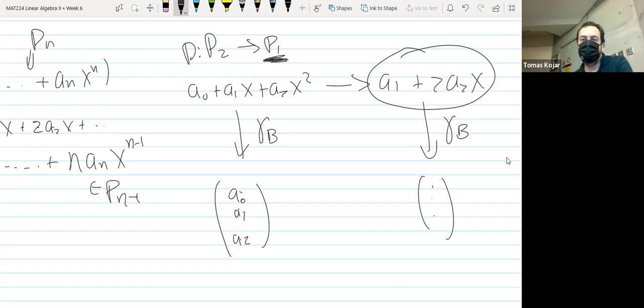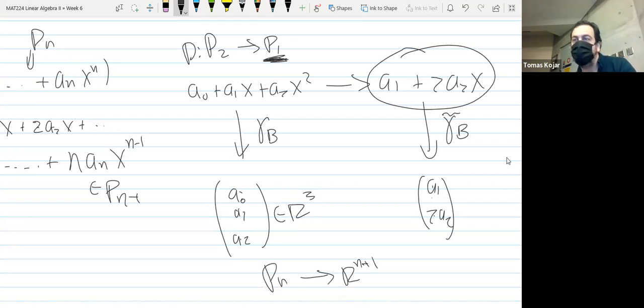I should have maybe written it in a different way if that confuses you, like maybe gamma tilde. So this is just a1, a2. Maybe I should write gamma tilde because P2 has the coordinate map that goes, in general, Pn gets mapped to R^(n+1). So this should go to R3, and this guy goes to R2. That's all.